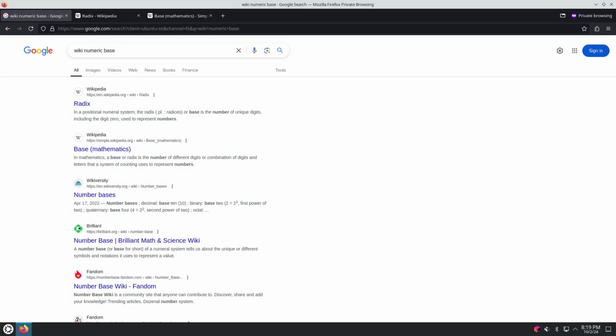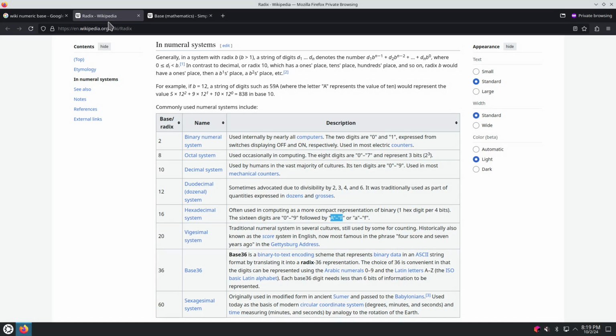Hello, today we are going to look at the numeral systems with base 10, 8, and 16. This is an important topic for programming, but also for networking and for computers in general. I have searched on Google for the wiki article.